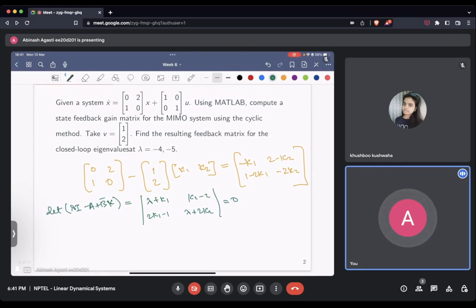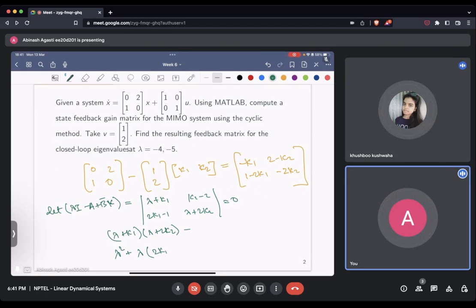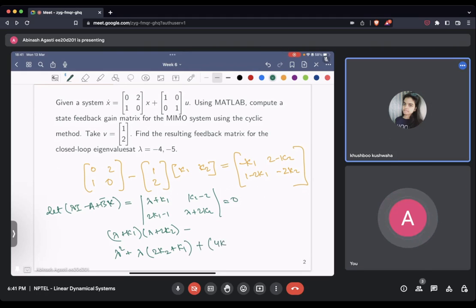So what are the eigenvalues? Okay, let's not find the eigenvalues. Let's just find the characteristic polynomial. What is it? Lambda squared plus lambda times (2k1 + k2 + 1 ...), plus (4k1 − 2).